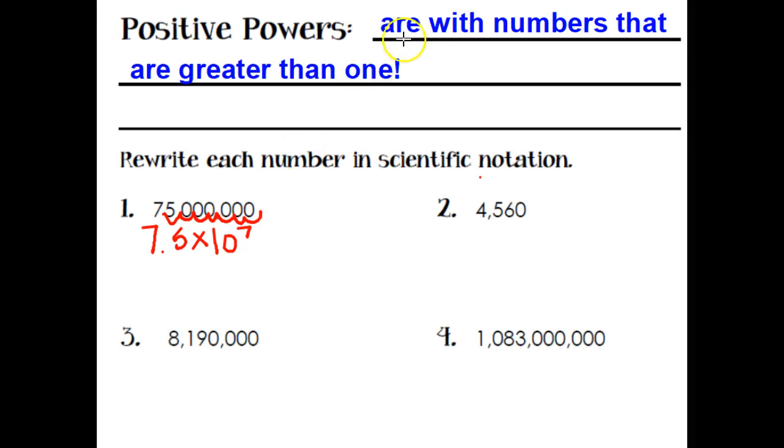That's what this is. And how do I know this is a positive power? Because the number is greater than 1. It is not because we move to the right. It is because the number is greater than 1.